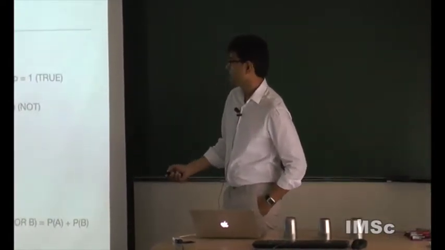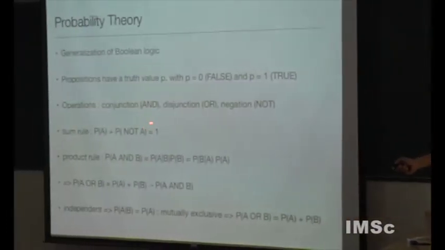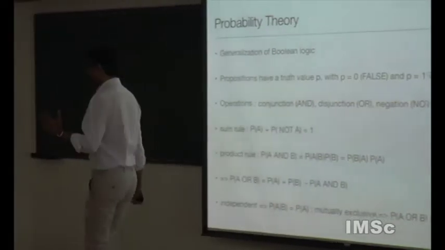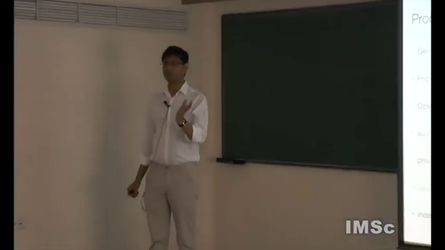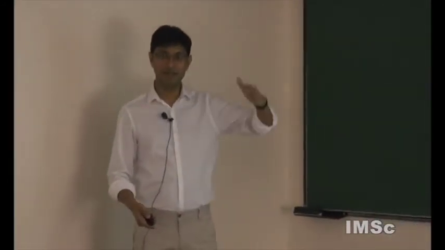One is called the sum rule, which says that if you have specified the probability of a statement A, you have implicitly specified the probability of its negation. In words, if you say how much you believe in something, you have implicitly said how much you believe in its negation. So if I believe that Chennai Super Kings is going to win today's match with probability 0.6, I also mean that whoever is the opponent, let's say Kolkata Knight Riders, is going to lose the match with probability 0.4. This is a fundamental rule of probability theory, which actually inherits from Boolean logic, because in Boolean logic, something is either A or not A. There's no in-between situation.